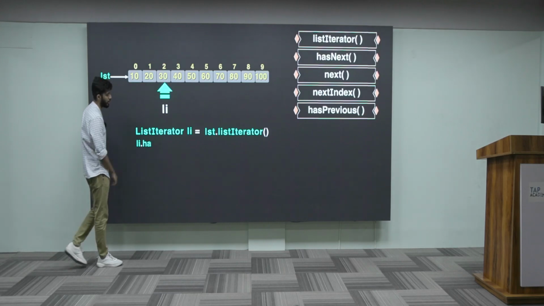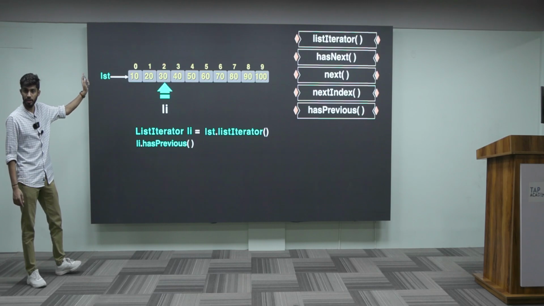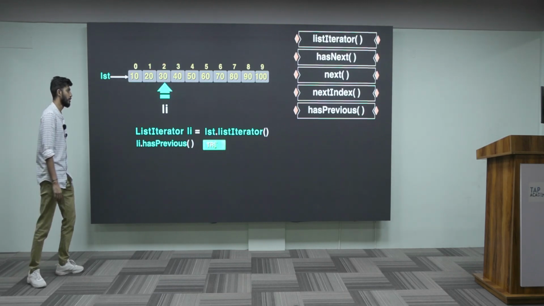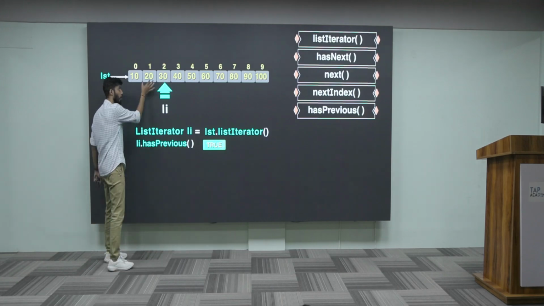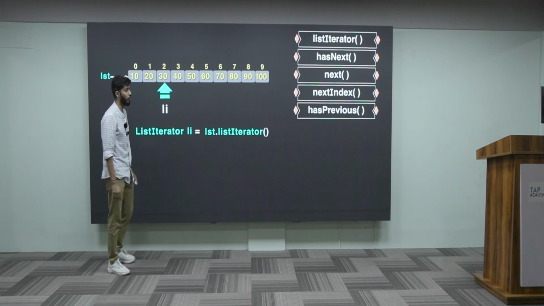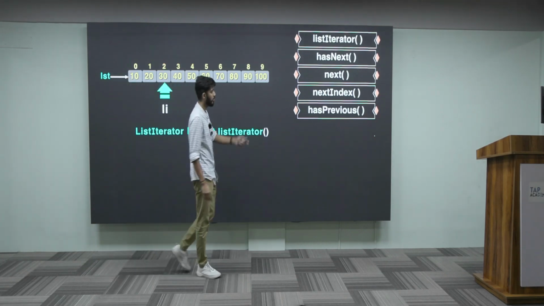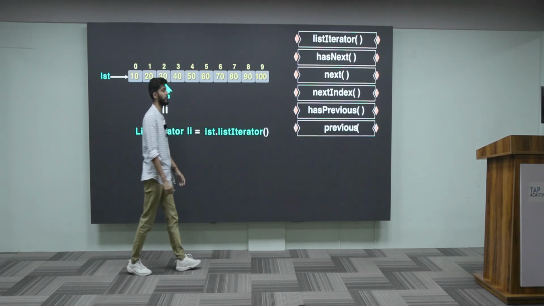So how do I call it? I can say Li dot hasPrevious. Is it there or not? It returns true in this case. Next, if you want the previous element, meaning if you want this element, there is a method for that as well. What is the method name, if you ask me? previous. If you simply say previous, it will give you the previous element.